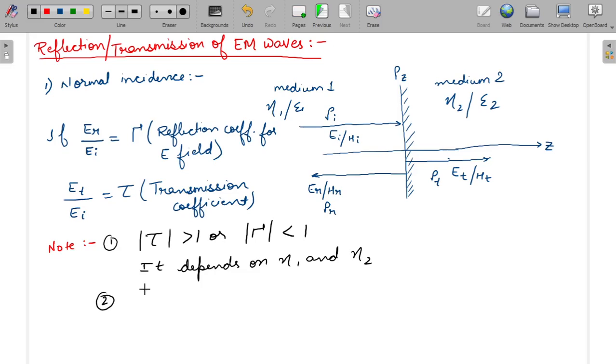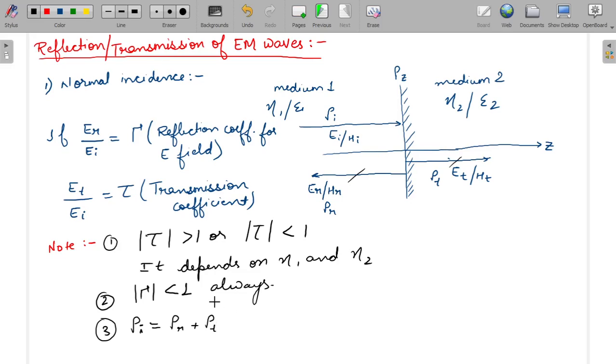The second note point, that is reflection coefficient, is always less than 1. Oh, sorry guys, just one mistake. Here it is tau only, that is transmission coefficient. Reflection coefficient is always less than 1. Transmission coefficient can be greater than 1 or less than 1, depending on the eta 1 and eta 2 of the medium. And the third note point, that is incident wave, that is equal to, see, some part is reflected and some part is transmitted, so the sum of both, that is rho R plus rho T.